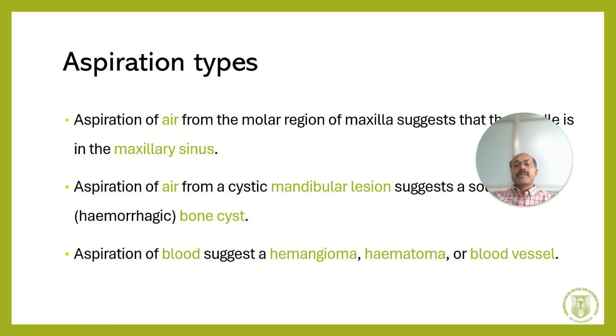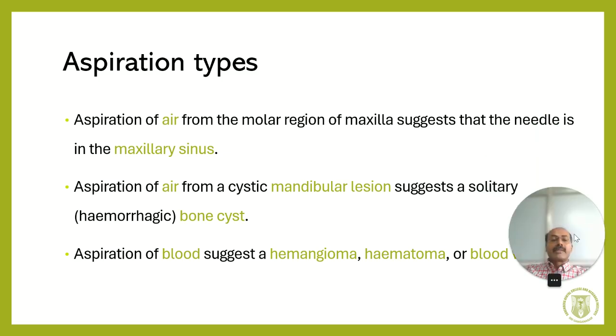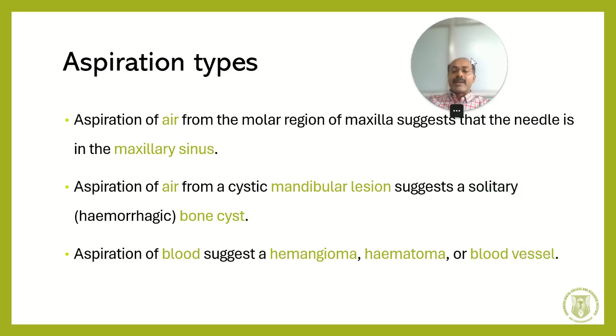So aspirates are of different types. It can be air, say if you're aspirating a maxillary sinus, it suggests that you are in the maxillary sinus. If aspiration of air is seen in a mandibular cystic lesion, it definitely suggests it is a solitary or a hemorrhagic bone cyst.